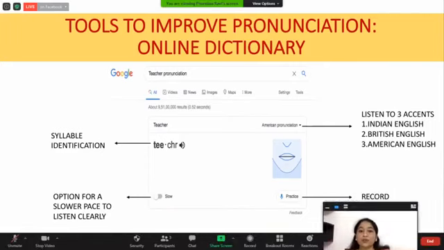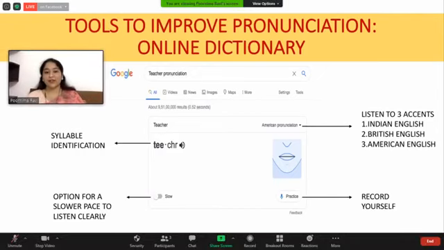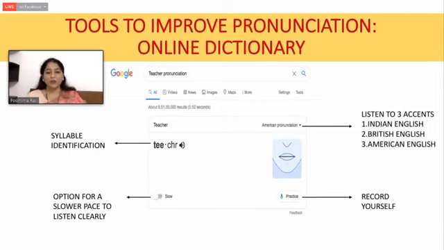Moving on are the tools to improve in an online way. Supposing you don't have any of these apps and you can't do much as such, go on to Google, just type the word and add pronunciation. Immediately, this is what you get on your screen. You could put book pronunciation, water pronunciation. They split it into syllables like you see. And if you see TEE is stressed, so you can identify the stressed syllable as well.